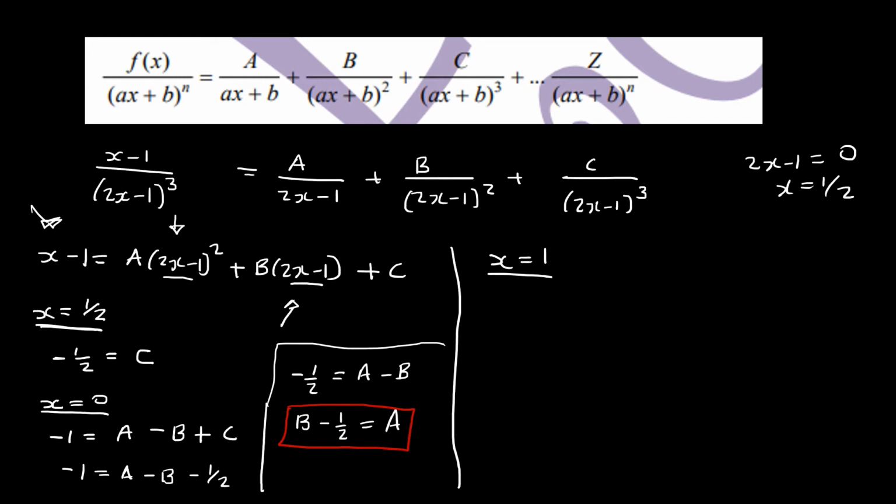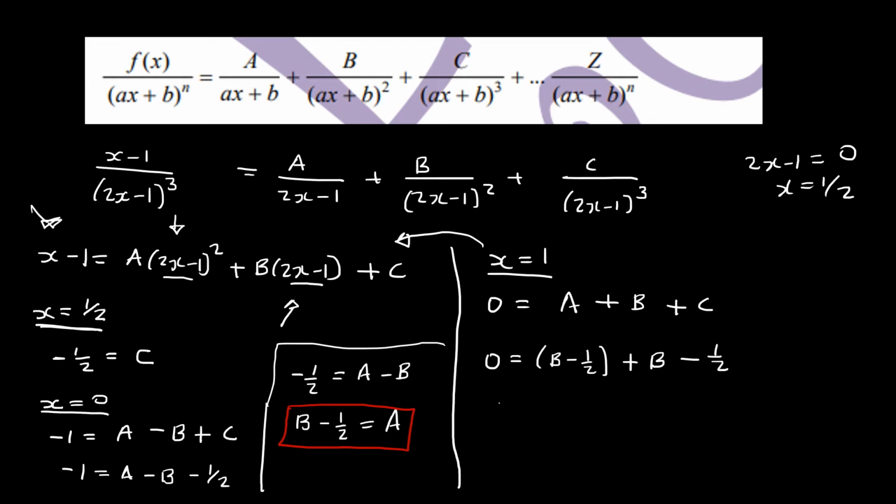So if I substitute this positive 1 in this equation, I'll have 1 minus 1, which is 0. I'll have a multiplying what? 2 times 1 minus 1 is 1, all squared, which is 1, plus b multiplying 2 times 1 minus 1 is 1, then plus c. So now let's substitute. We said a is b minus half, plus b, because we are solving for b, and our c is minus half.